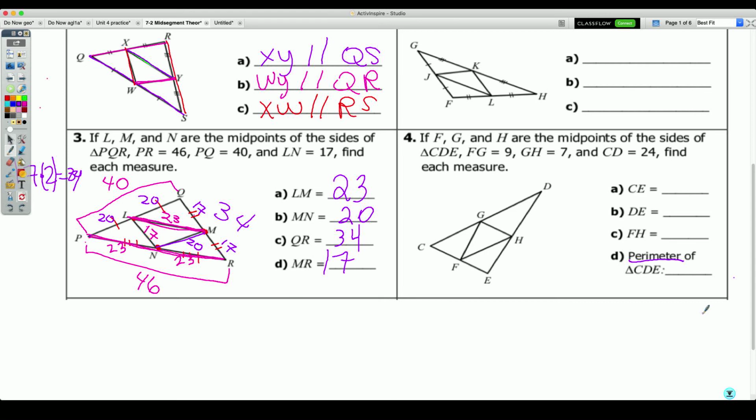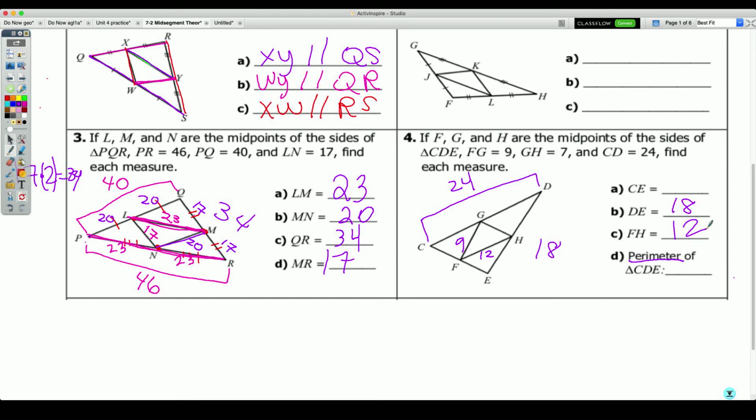Okay, it told me that FG was 9. I know that this is a what? Mid-segment or side? FG, small piece, is our mid-segment, right? So my parallel side is DE. I know that this is half the length of that side. So what would DE be? 18. Good. Okay, I knew that C to D was 24. So my mid-segment would be where? F to H. Very good. So half of that is 12. So that's how we got FH to 12.